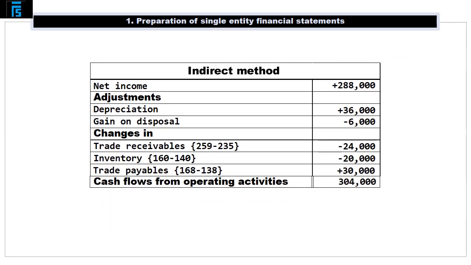We may now proceed to compute the effect that all of the adjustments which we have written out actually have on net income, starting with €288,000, adding 36,000, deducting 6,000, 24,000, 20,000, and then adding 30,000, produces a net cash flow from operating activities figure of €304,000, which corresponds perfectly to the result which we computed under the direct method in the previous video.